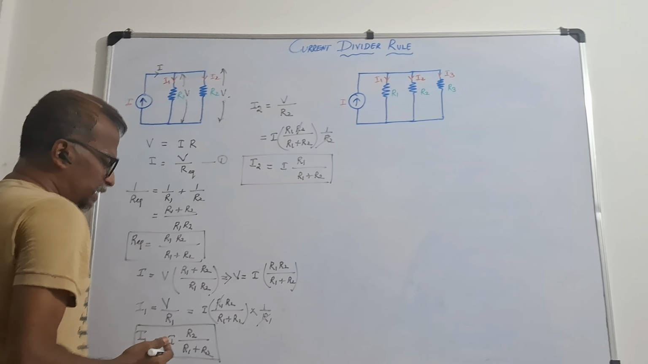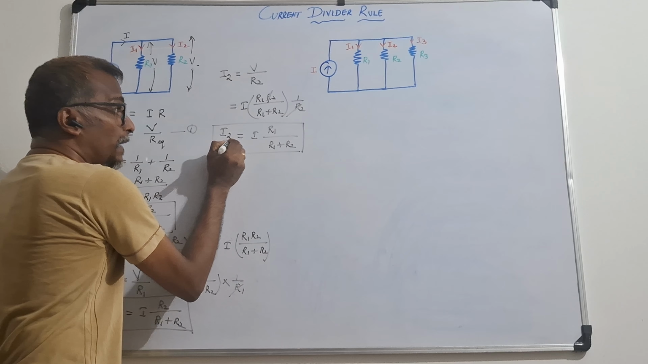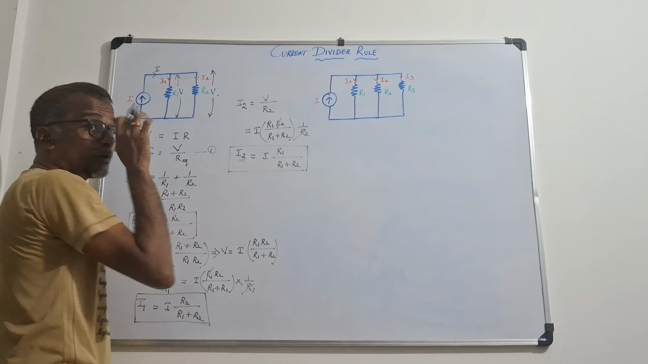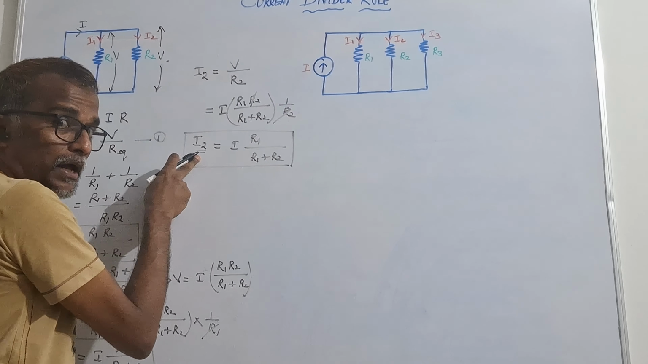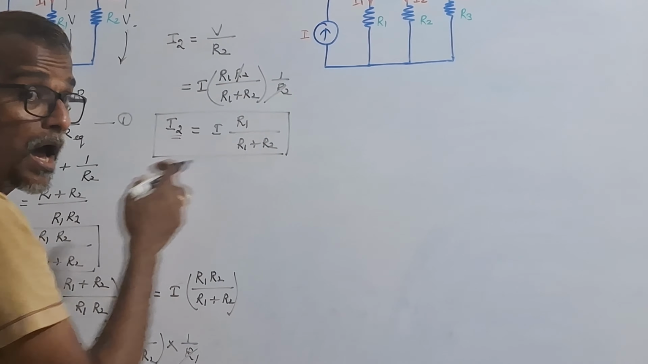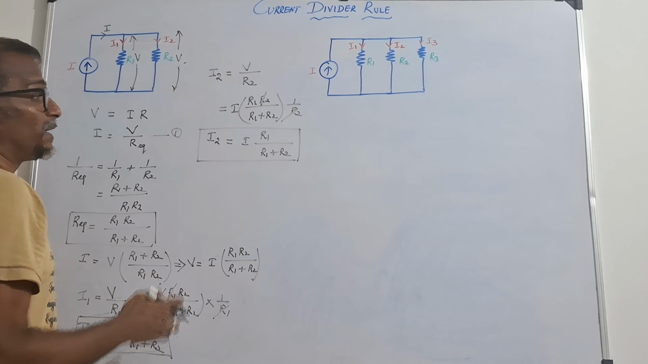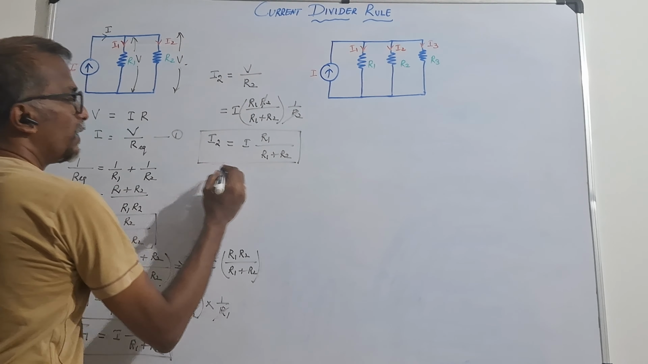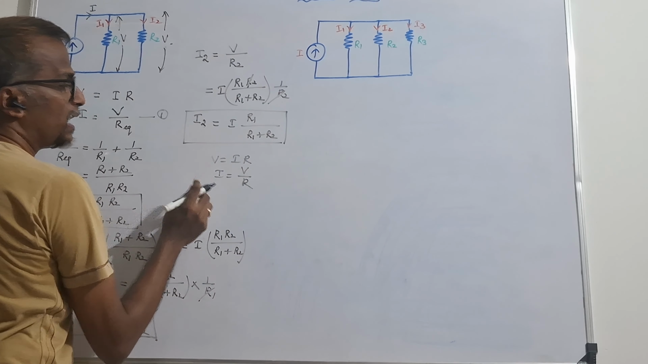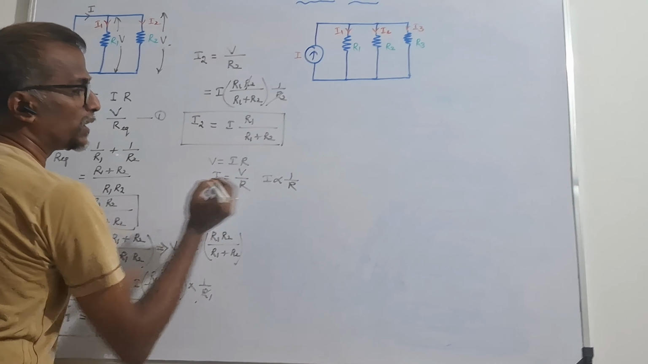In this case, we can see the difference between I1 and I2. Whenever I2 comes, we have to write R1 only, the other resistance. But in the voltage divider rule, whenever V2 comes, as in the previous lecture, R2 comes here: V into R2 divided by R1 plus R2. But when the current comes, it is the opposite resistance divided by R1 plus R2. You can say V is equal to I into R, so I is equal to V by R. If the voltage is constant, we can say I is inversely proportional to resistance.